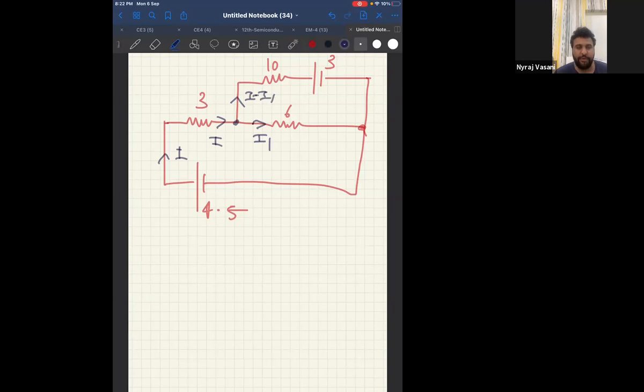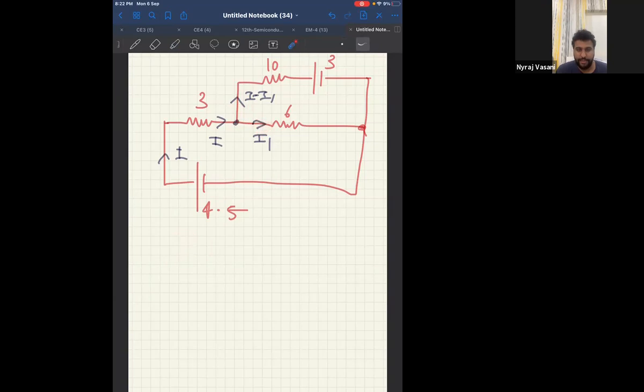Now, whenever you think you have made a mistake or not made a mistake, the safest thing to do is apply KCL on that node. Now tell me, what is the total current entering the node? Can I say I? It should be equal to total current leaving the node. Now what is the total current leaving the node? Here it is I minus I1.